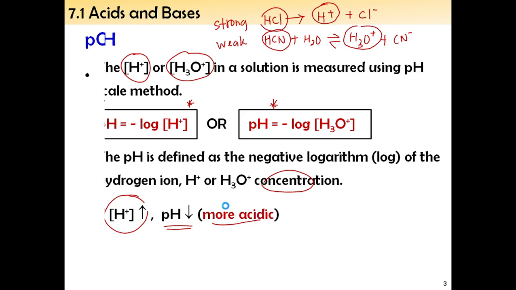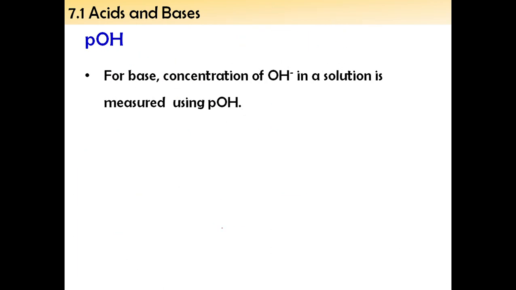Okay, next is pOH. Saya rasa semua orang familiar dengan pH. Mungkin ada beberapa yang tak pernah come across about pOH. So pOH basically untuk base. Kalau dia base, dia akan hasilkan OH- dalam dissociation dia. Contoh, now for this point saya pergi strong and weak juga. Untuk strong, saya ada NaOH. Untuk weak saya ada NH3.